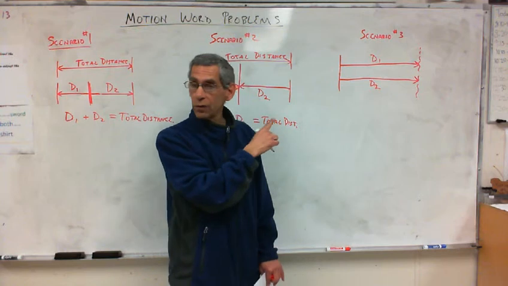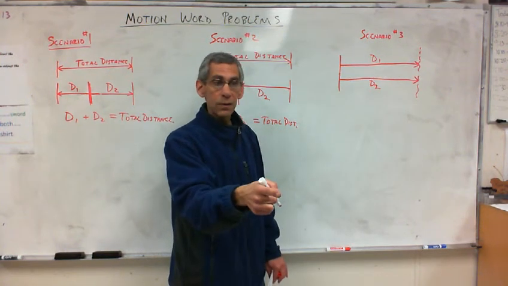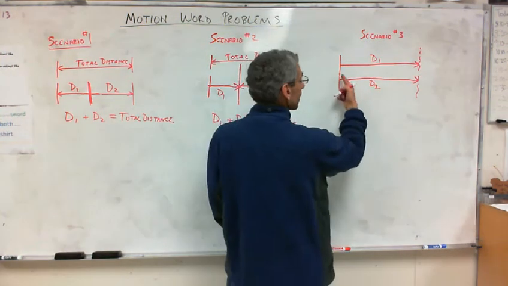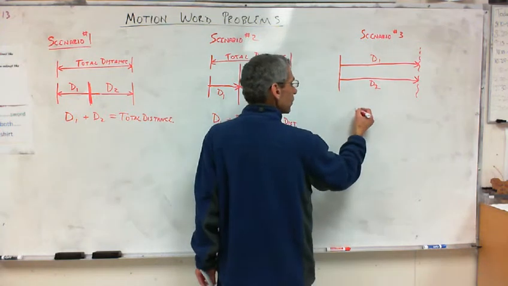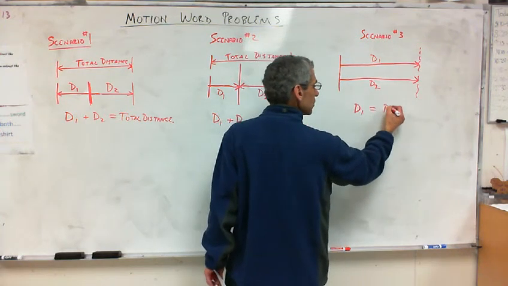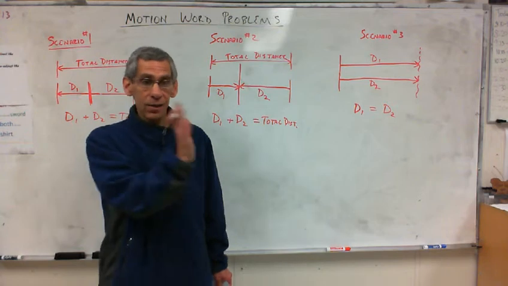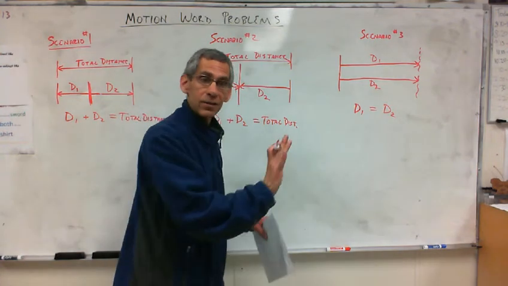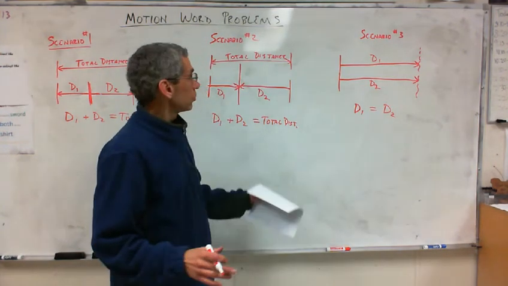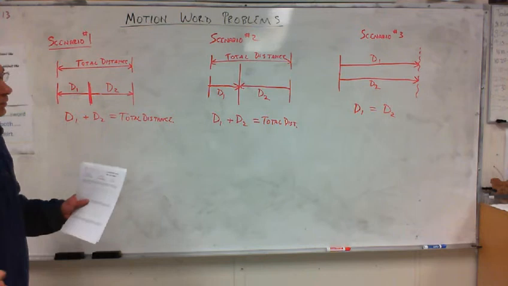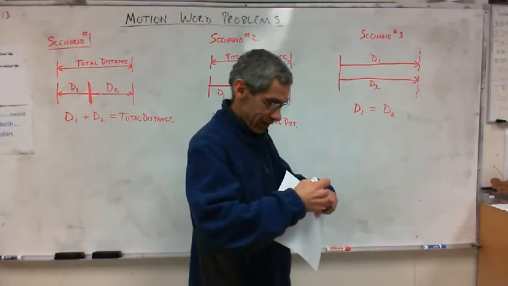Look at the picture. What would the formula be now? D1 equals D2. Yes, exactly. Even though they're leaving at different times, D1 will equal D2 when she actually catches up to him. So those are our three scenarios.